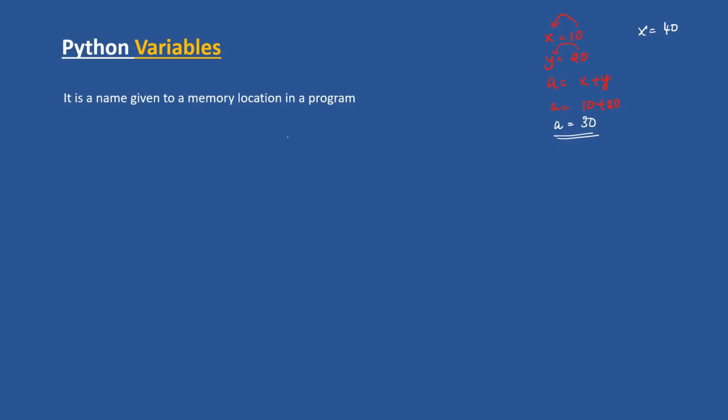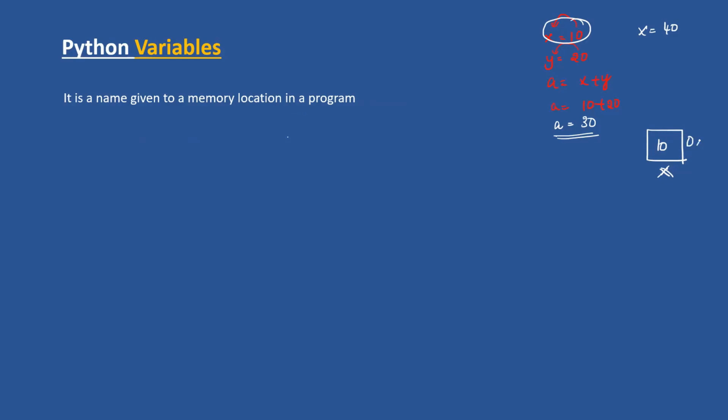So when it comes to programming, a variable means a name given to a particular memory location. For example, here I told you x is equal to 10. So what is happening? Inside the memory, a location is allocated for the variable x, inside which the value will be 10. So what is the name x? X is the name given to this particular memory.